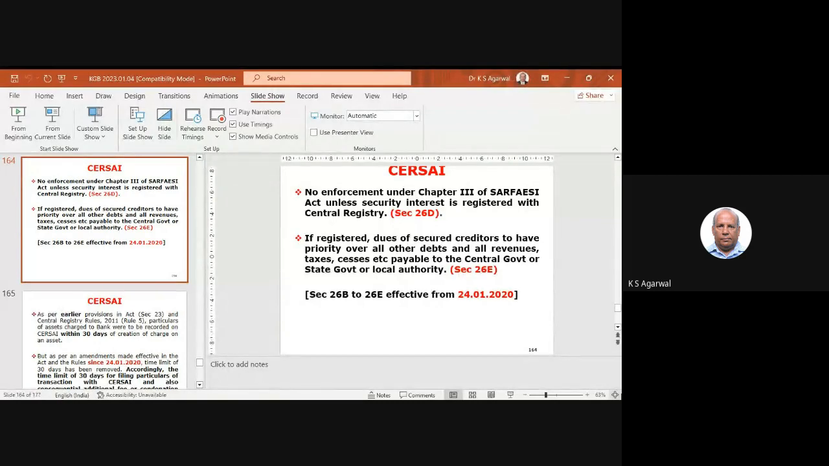This is important. From 24 January 2020, one amendment has come into force. No enforcement under Chapter 3 of the SARFAESI Act, meaning enforcement action, that 60 days notice, taking possession and selling, will be possible unless the security interest is registered with the central registry. If the security interest is not registered with SARFAESI, I cannot take SARFAESI action. And if it is registered, dues of the secured creditor will have priority over all other dues. So this is the advantage.